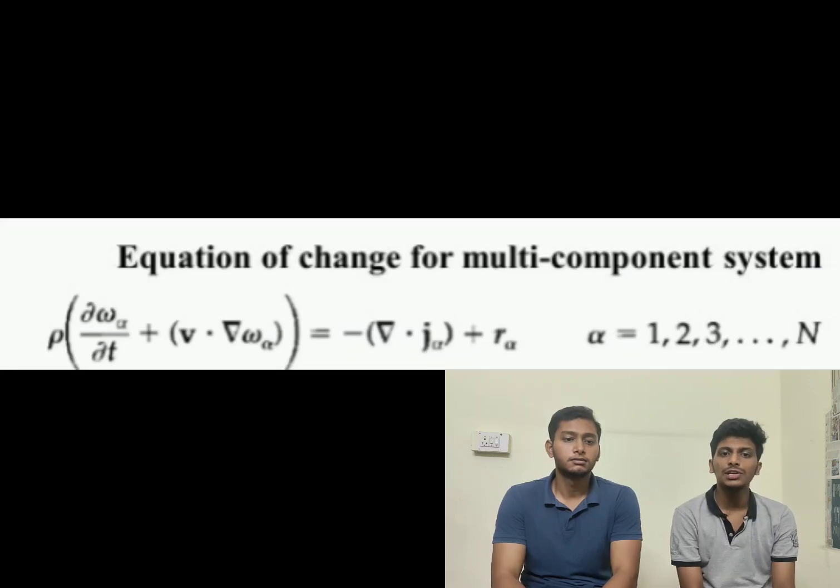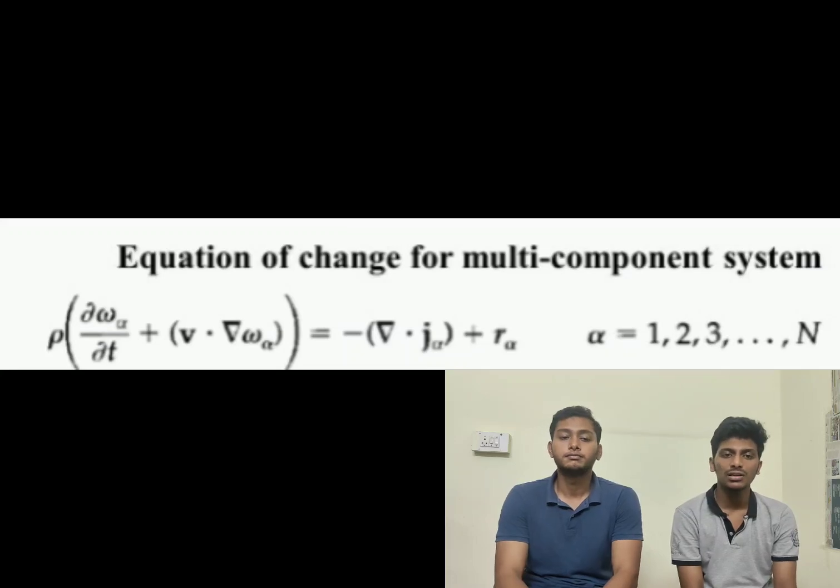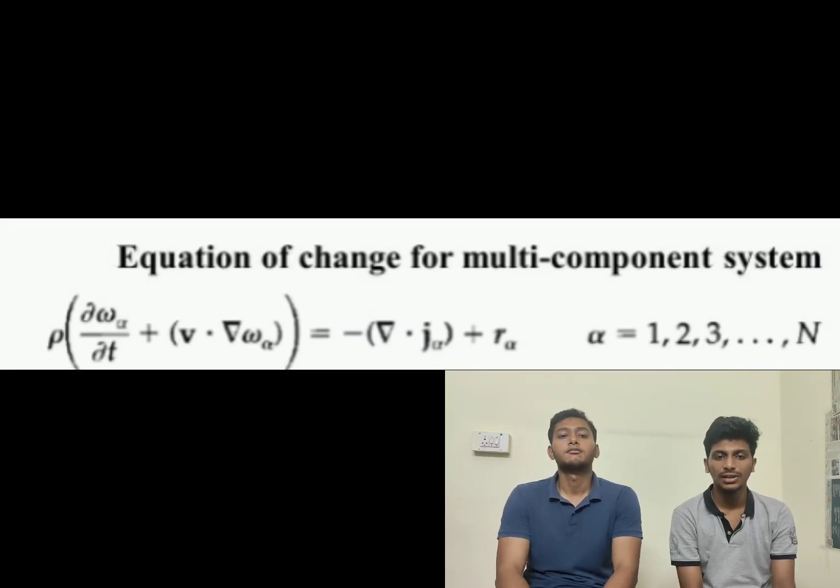Now let us move to the molar form. The equation introduced here is dou C alpha by dou t, which is equal to minus del dot N alpha plus R alpha. Here C alpha is the molar concentration and its units are mole per meter cube, N alpha is the molar flux and R alpha is the molar production rate.